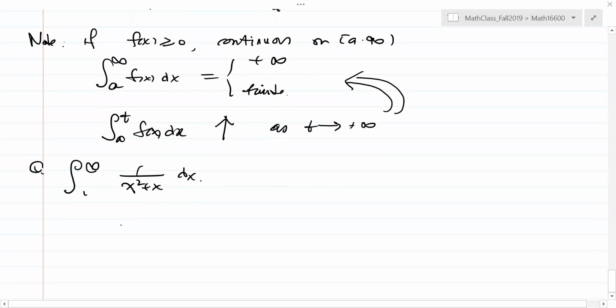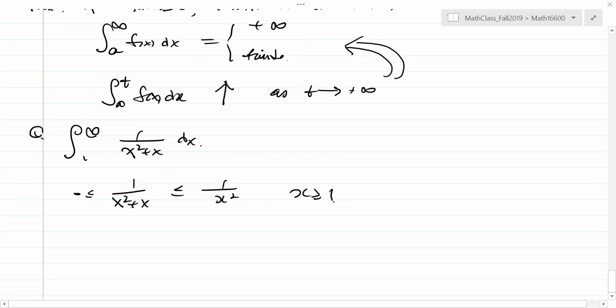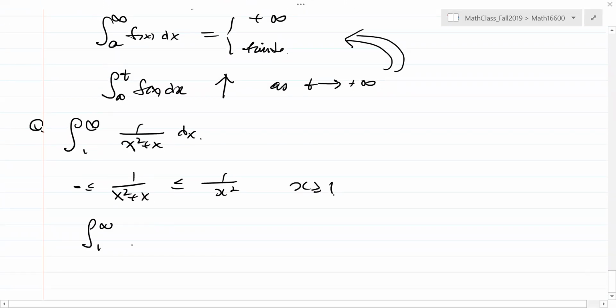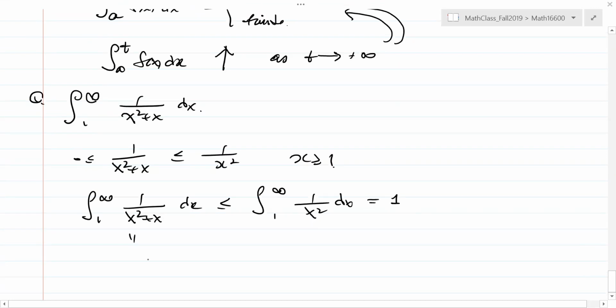Since 1 over x squared plus 1 is less than or equal to 1 over x squared when x is greater than 1, and this side is positive, this is going to be less than or equal to that. And that is actually going to be 1. We already did that. You can evaluate the value. It's natural log of 2. So natural log of 2 is a positive number, but it's less than 1.